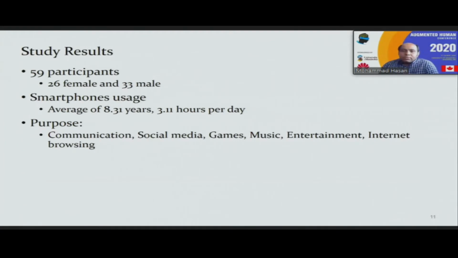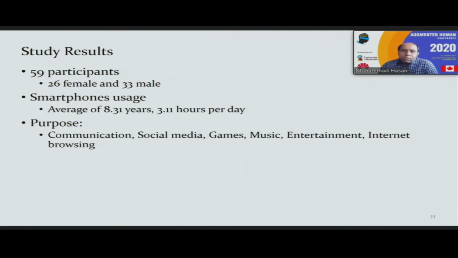And here's kind of the summary about the participants. We had around 80 responses, but we excluded some of the responses as participants left one or more questions unanswered, or they provided invalid answers. So at the end, we got responses from 59 participants, and we found that participants reported they use smartphones for approximately 8 years, and they use them for an average of 3 hours per day.